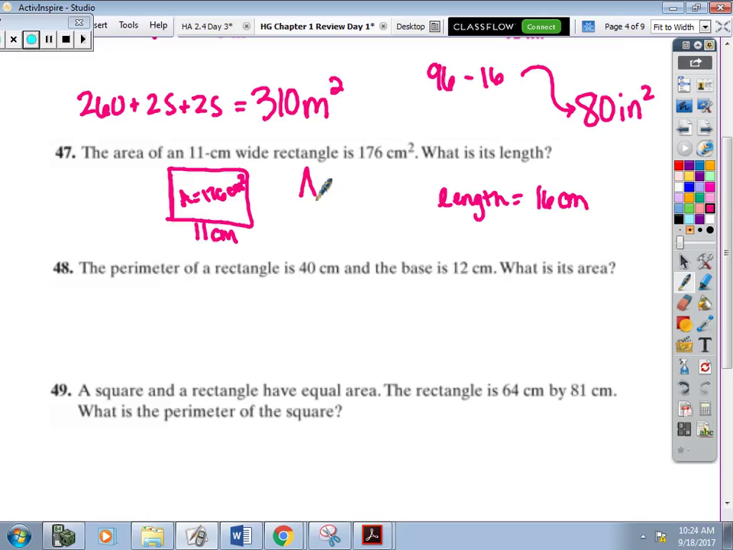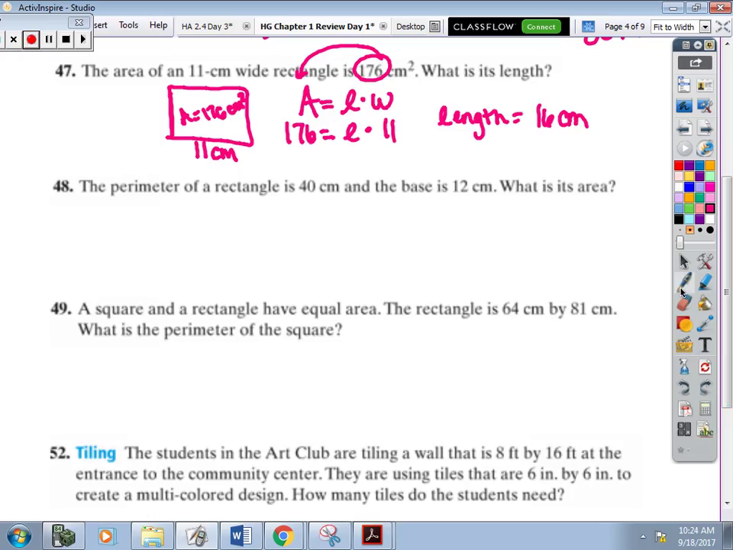So for this one, if you had any trouble, you can do it algebraically. Here's my area formula. I would plug in 176 for A, and I would leave L as L, and I would plug in 11 for the width, and just divide. Now, many of you will just do that by mental math or calculator work. That's fine. You don't have to show work for these, but I do like to show them. Now, 48 and 49 are the two that I saw a lot of incorrect answers on. So let's take a look.